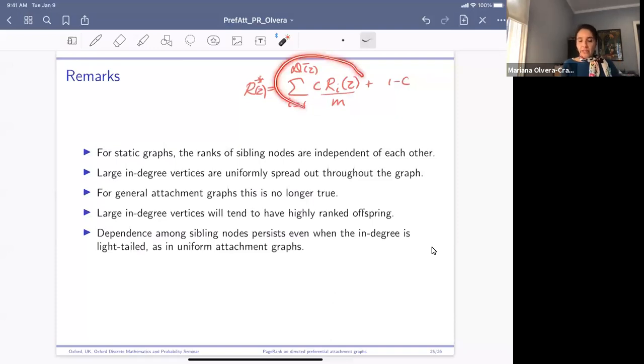So this object right here certainly does not behave in the same way as we would have in the Galton-Watson process, but in a very different kind of heavy tail scenario, where you have a lot of dependence that is playing into each other, and you end up having large vertices, large in degree vertices, with also large PageRank vertices as its offspring. So these models are very different.